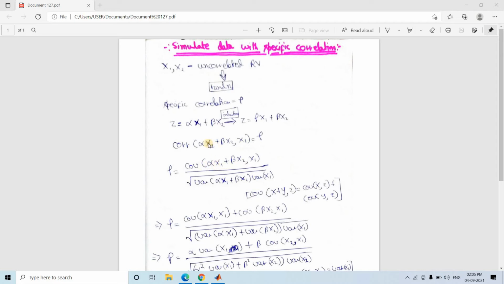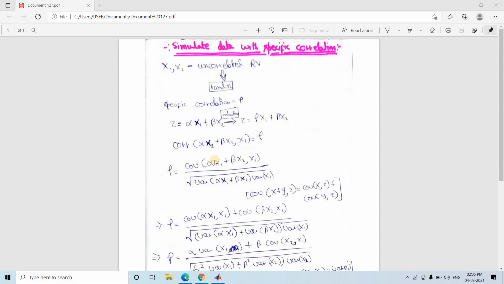Rho equals covariance of alpha x1 plus beta x2 comma x1, divided in the denominator by the standard deviations, that is the square root of variance, which is nothing but standard deviation. So that is the square root of variance of alpha x1 plus beta x2 multiplied by variance of x1. Now in this numerator we can apply the formula covariance of x plus y comma z equals covariance of x comma z plus covariance of y comma z. If you apply the same, you will get this particular expression.